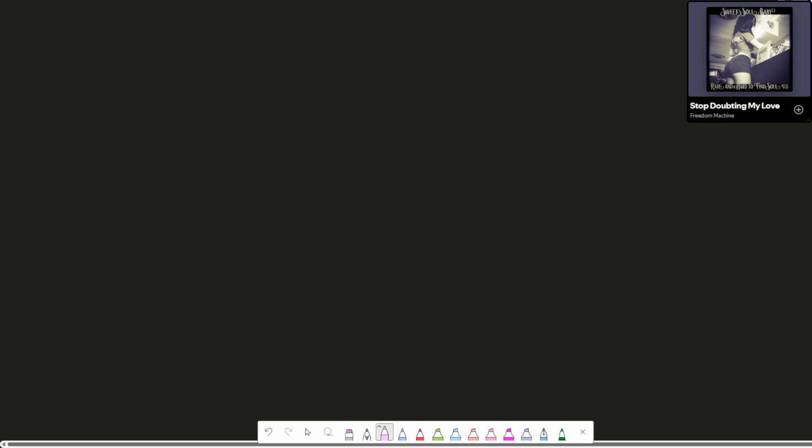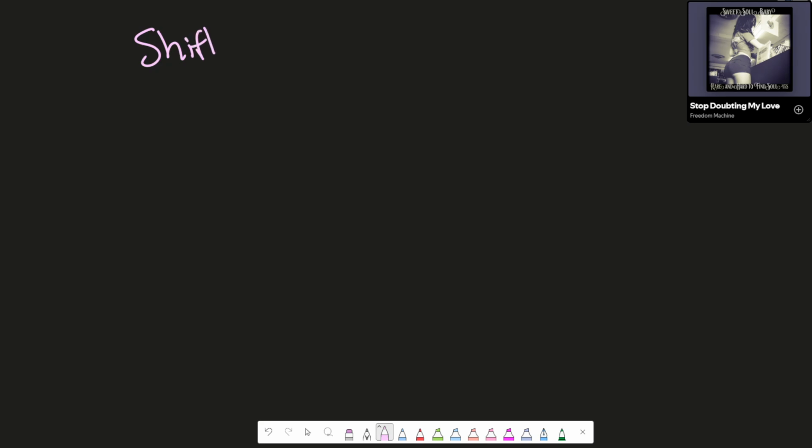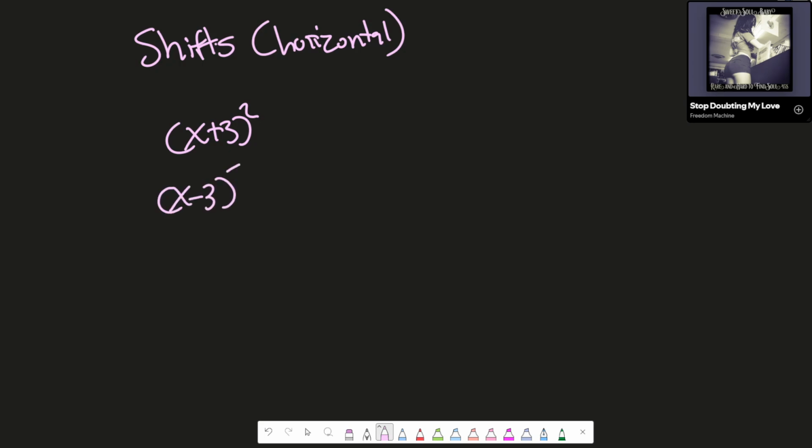Other, I think, easier transformations to remember are horizontal shifts. And that really happens when we have something like x plus 3 squared or x minus 3 squared. I'd be surprised if you're not already familiar with this from algebra 2, but there's no shame in not knowing.